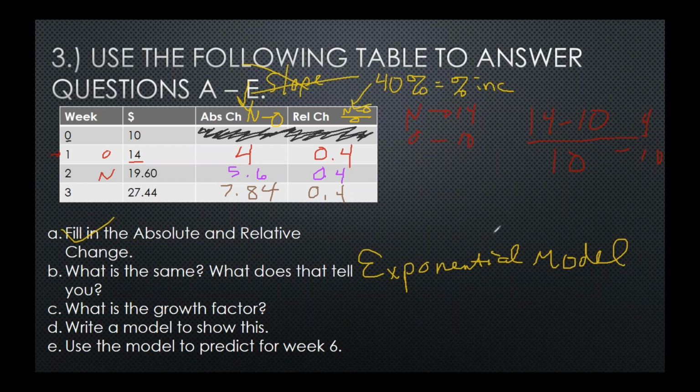But do you remember how to find the growth factor? There you go, Matt, good. 1 plus the percent change. So I can use 1 plus 40%, which is 0.4. So inside my parentheses in my formula, I will have 1.4.